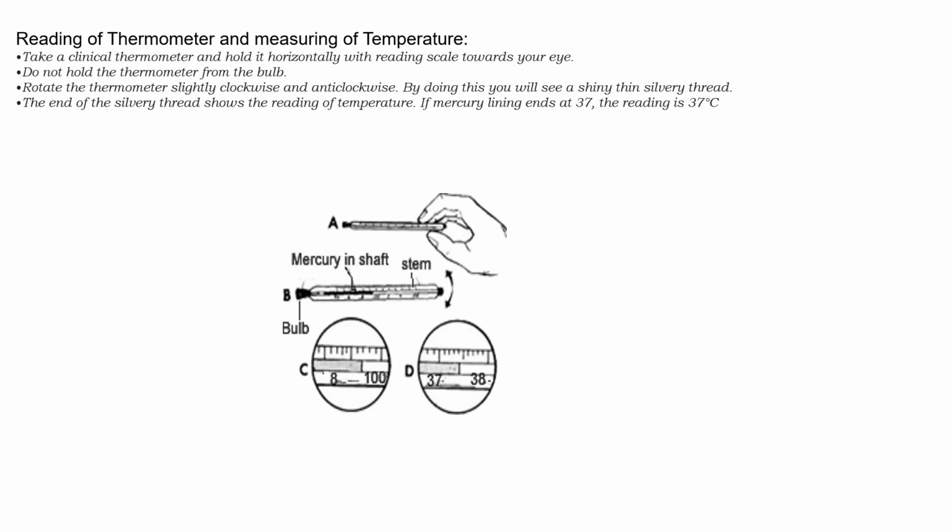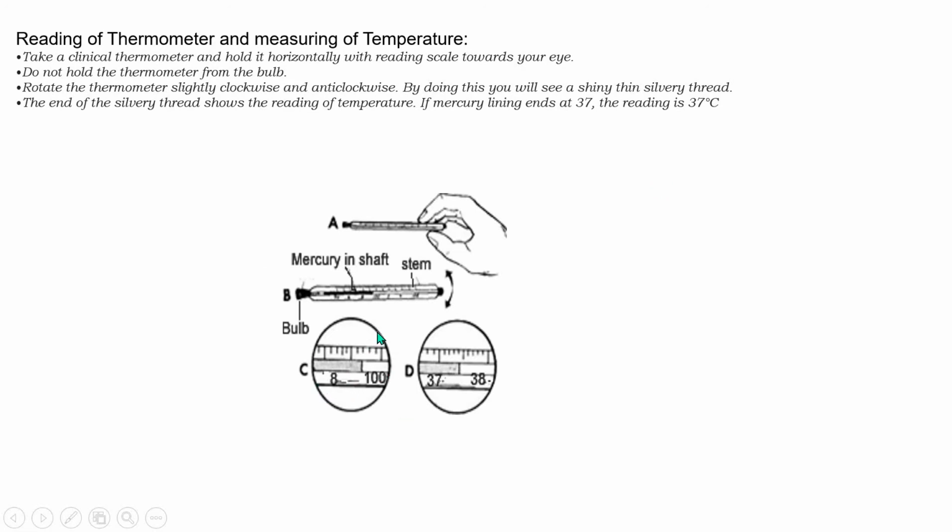And how to use a thermometer? We have to first hold it horizontally and see the reading with our eye, and do not hold the thermometer from the bulb. Then rotate the thermometer clockwise and anti-clockwise so that we can see the shiny silvery thread, that is mercury. The end of the silvery thread shows the reading of the temperature. If the mercury line ends at 37, the reading is 37 degrees centigrade.